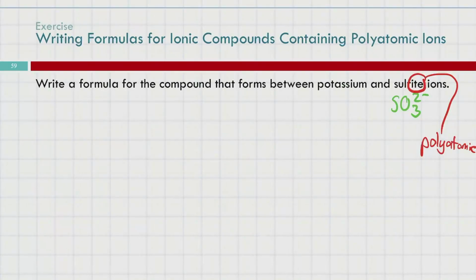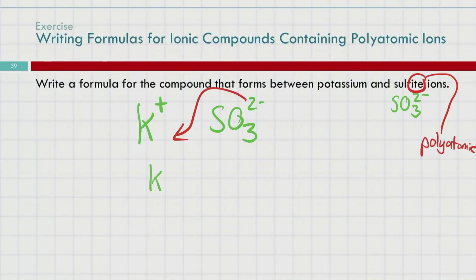So we'd also need potassium. Potassium is K from kalium. So potassium, K, showing up in group 1, that's going to be a 1 positive charge. So K plus and the SO3 2- that I gave you. We can crisscross it. We get K2, SO3.